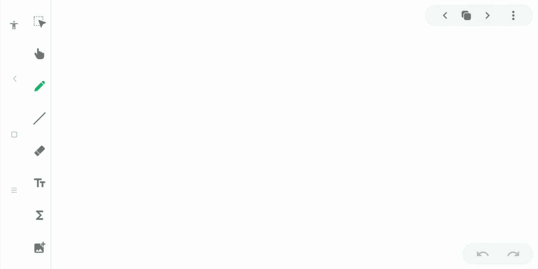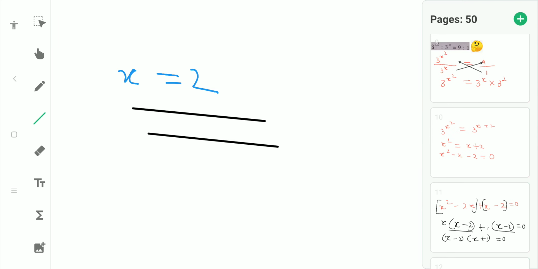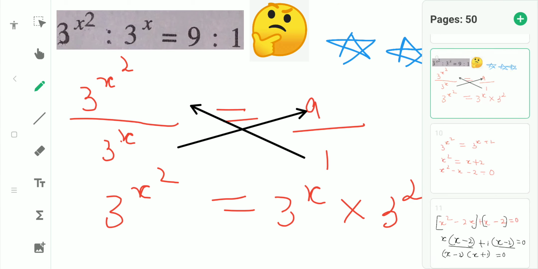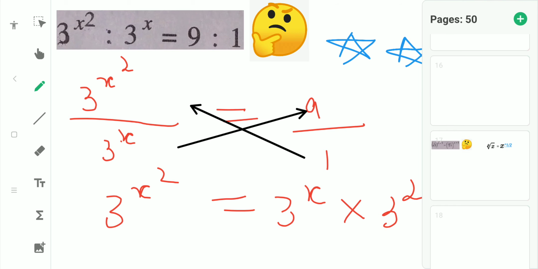So this is a very important question. We will get x is equal to 2. So this is our final answer. A very important question. Let us move on to the next question.